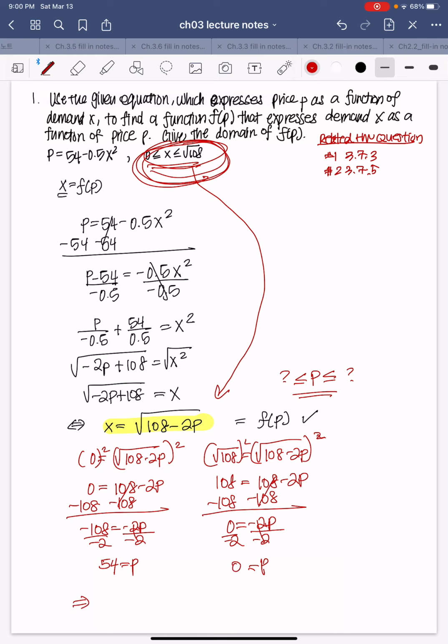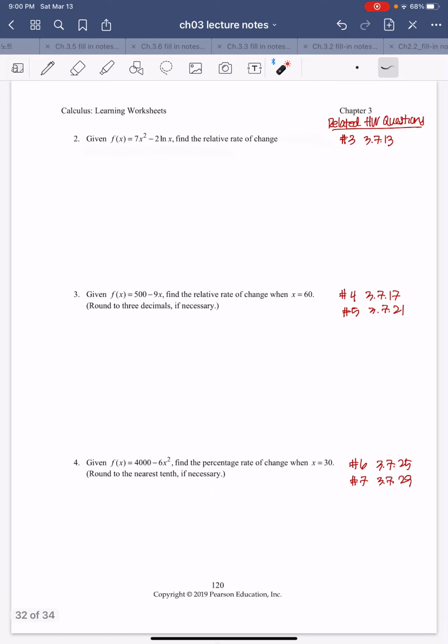That means the domain of f of p is p has to be between 0 and 54. Okay. So in the first example, we practiced how to write p as a function, x in terms of p, which is written as f of p. All right, now let's take a look at some other problems.